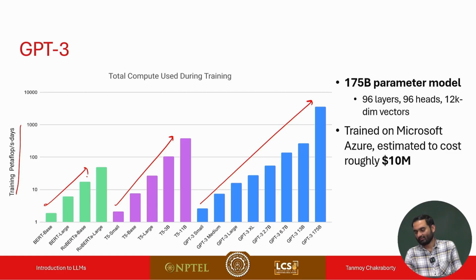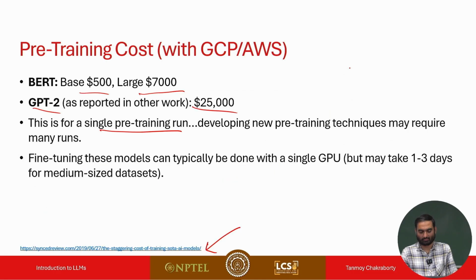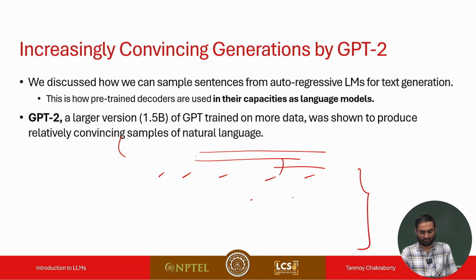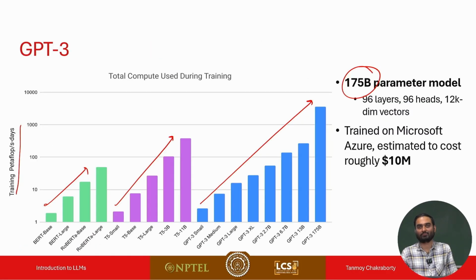So GPT-3, the major difference is the parameters. We were talking about GPT-2 with only 1.5 billion parameters. Now this is 175 billion, 100 times larger than GPT-2, right? 96 layers, 96 heads in the self-attention component, 12,000 dimensional vectors, right? And this is the rough estimate of the cost that was taken.